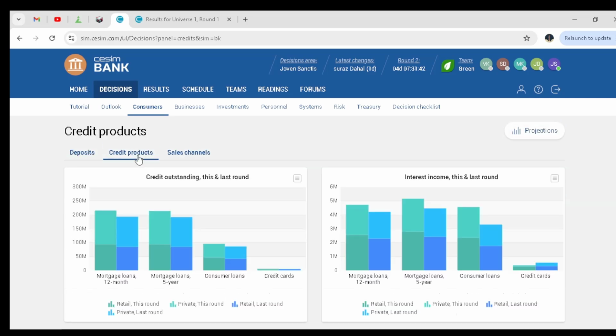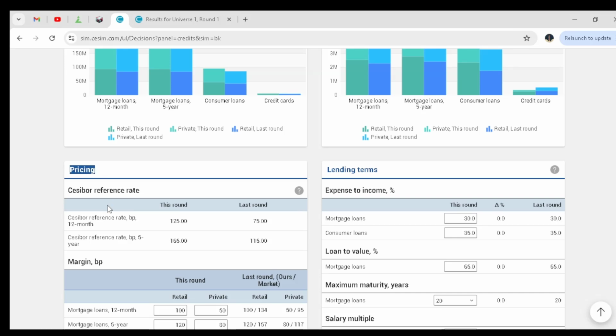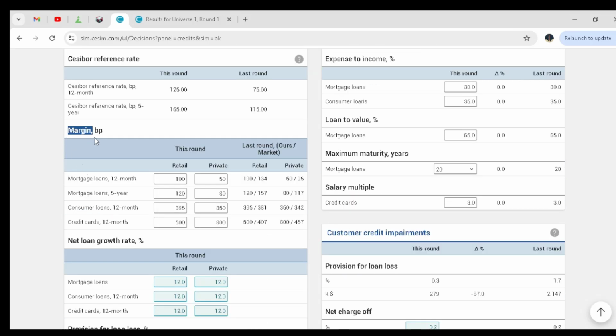Next part is the credit products, and under the credit products we're going to talk about the pricing, and under the pricing we have the margin in basis points. For mortgage loans for the 12 months, we are going to give it 135, and for the private, 95. Mortgage loans for the 5-year, we're going to give it 120 for the retail, and for the private 120.